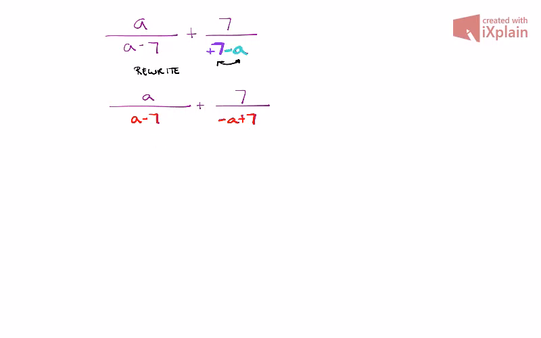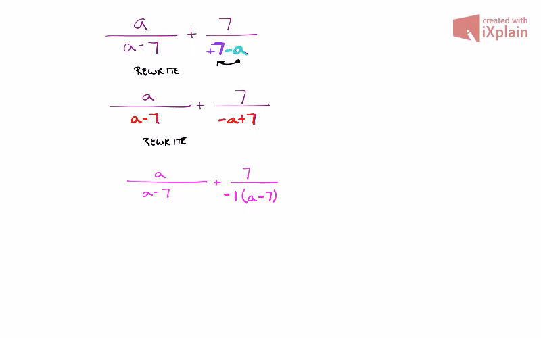Okay? So what I'm going to do is I'm going to, again, rewrite the problem. And what I'm going to do here is I'm going to have my a all over a minus 7 plus 7 over, I'm going to factor out a negative 1. And this is going to give me a positive a minus 7. Okay? So what to do with that negative?